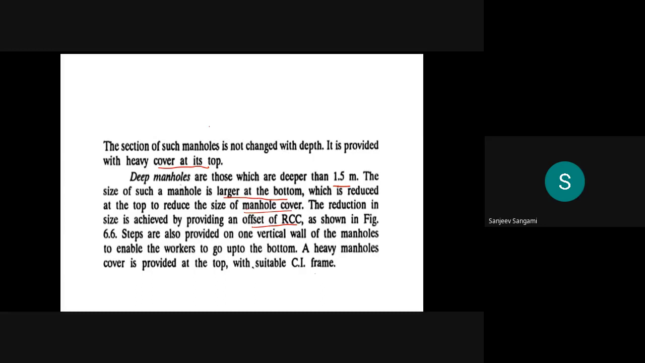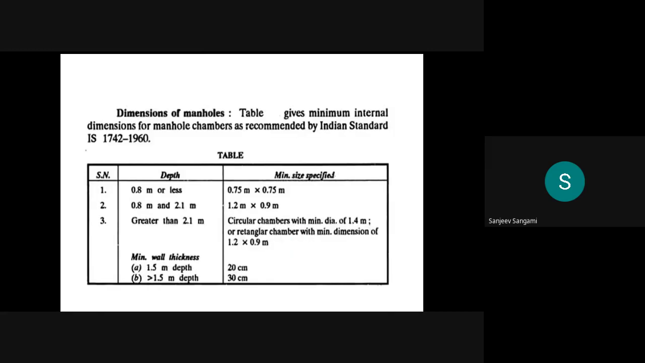Steps are also provided on the vertical walls, as I showed on the manholes, to enable workers to go down to the bottom. Heavy manholes are covered with a top, which is suitable for CI frames. So what exactly are the dimensions of these manholes? The below table gives the minimum internal dimensions, we are talking about the internal dimensions of the manhole chambers.